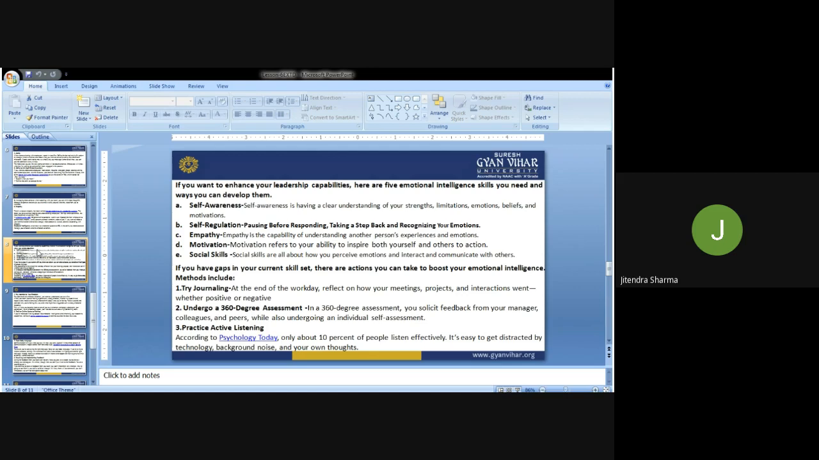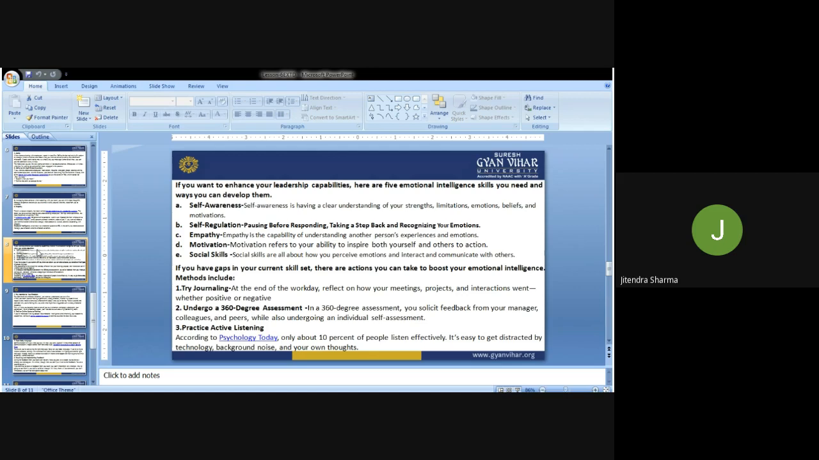So that is a way you can develop self-awareness and self-regulation, and journaling will help you develop both of these emotional intelligence skills. Then undergo a 360-degree assessment. That is very important. Self-assessment is very important. You solicit feedback from your manager, colleagues, and peers, while also doing an individual self-assessment.